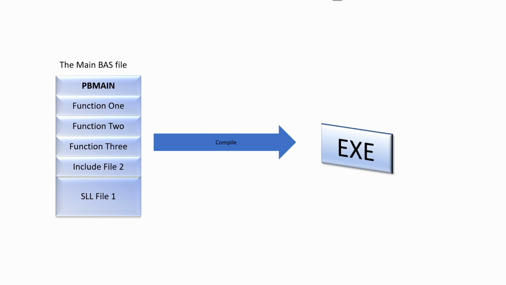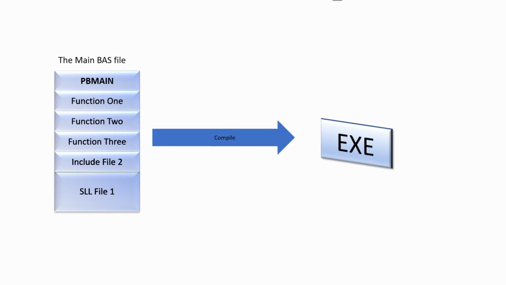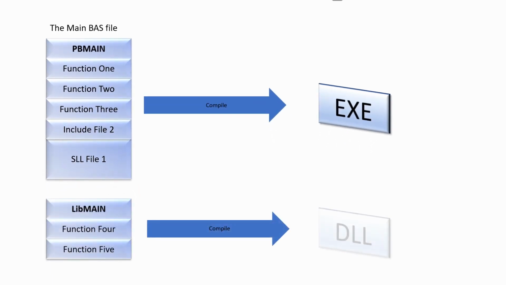Today we are going to look at dynamic link libraries, which can be created using the PowerBasic Windows compiler. With a dynamic link library, the DLL has its own source files and is compiled separately to your main executable. This produces a totally separate DLL file that can be used by other applications.